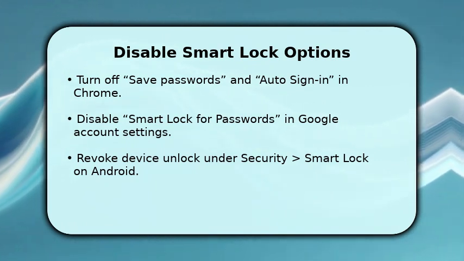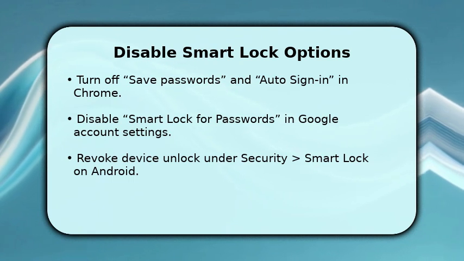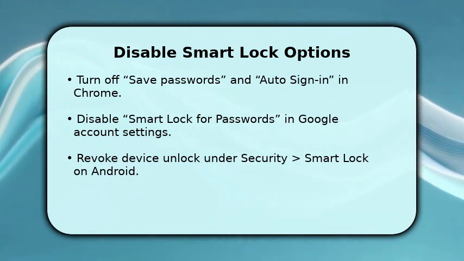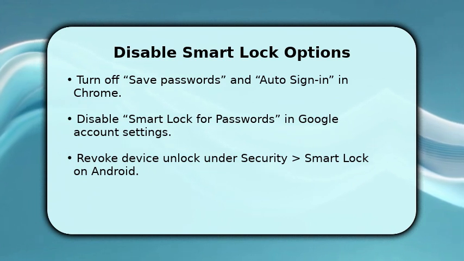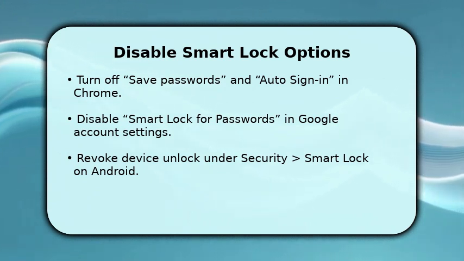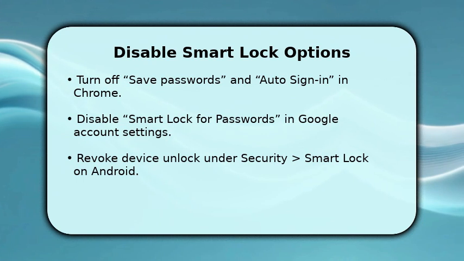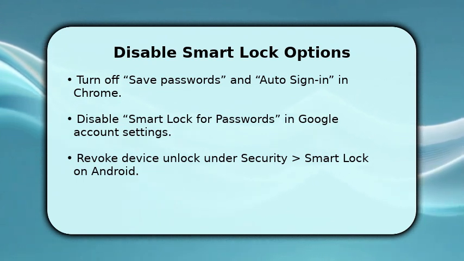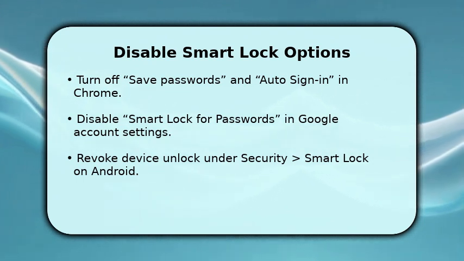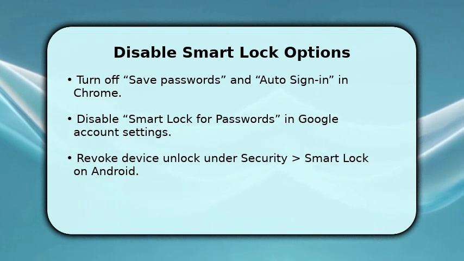Back in your Google account Smart Lock section, turn off Smart Lock for passwords so saved credentials won't autofill across devices. On Android, open Security Smart Lock and turn off Trusted Devices, Trusted Places, and on-body detection if present. You're doing this to sever automatic sign-in.